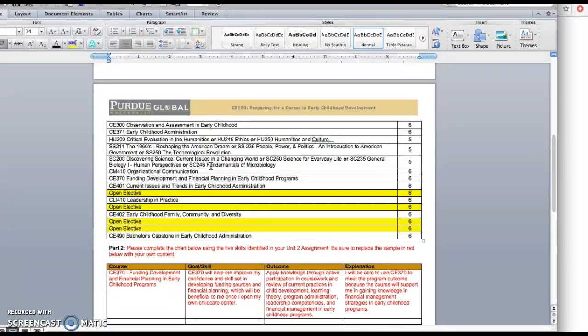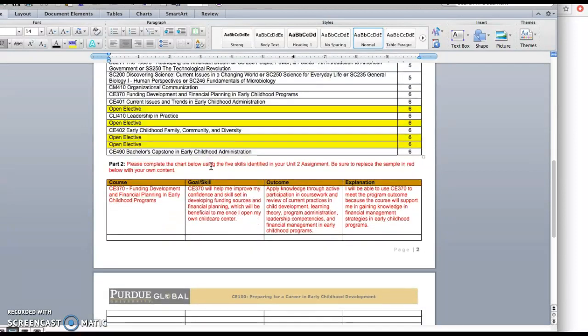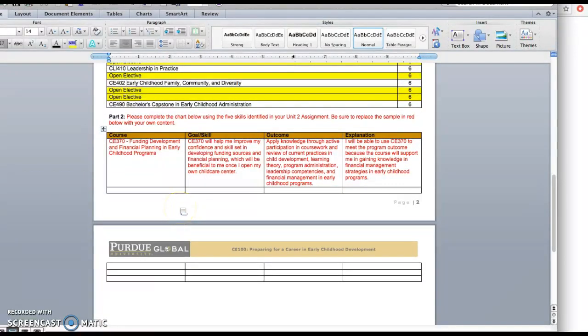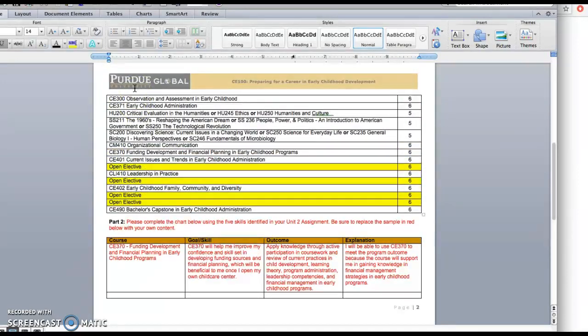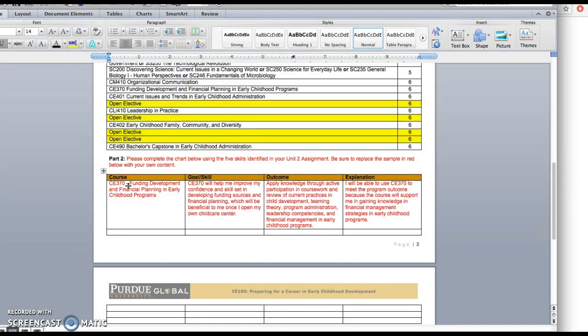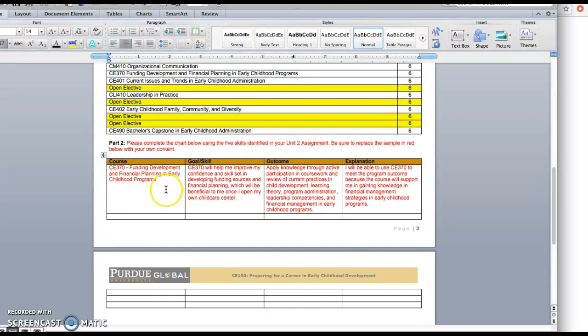They'll scroll down once they've completed their spreadsheet, and part 2 is below. So please complete the chart using the 5 skills that you identified in your Unit 2 assignment. And of course, be sure to replace the example. So here's an example. They find a course. So they've listed their courses up above. Now they're going to choose 5 courses from above and then do the chart. So here's the course, CE 370, and they're going to list funding development and financial planning and early childhood programs. That's all they have to do.